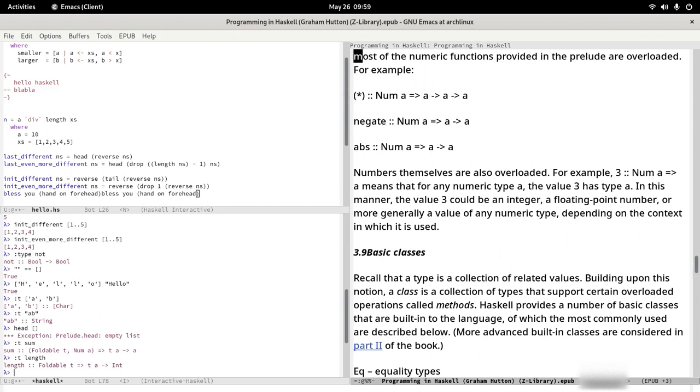Basic classes. Recall that a type is a collection of related values. Building upon this notion, a class is a collection of types that support certain overloaded operations called methods.